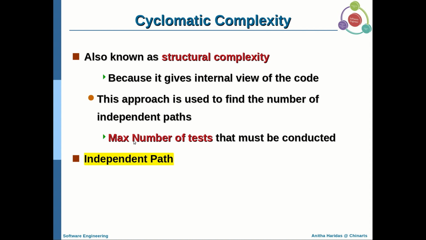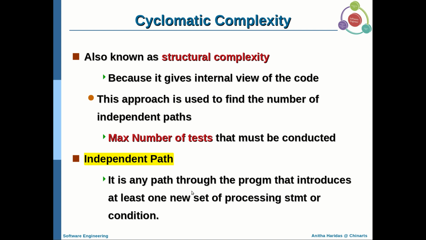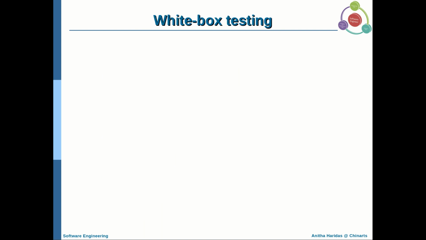So when I say independent paths, often we use this term in our white box testing. In path testing also, we have seen what is an independent path. This is the definition for independent path. It is any path through the program that introduces at least one new set of processing statements or a condition. So in your program, when you start from the first statement to the last statement, if you start adding a new processing statement or a new condition, then you call that path an independent path.